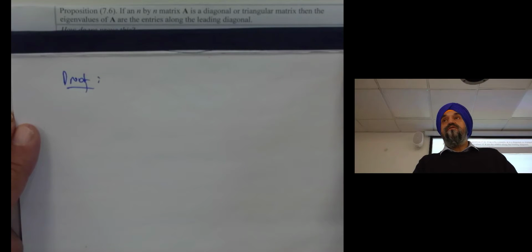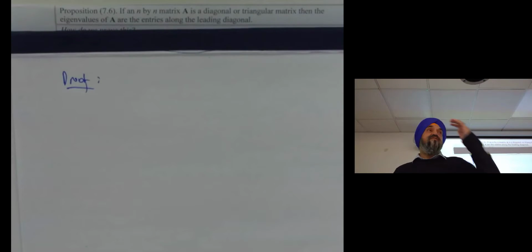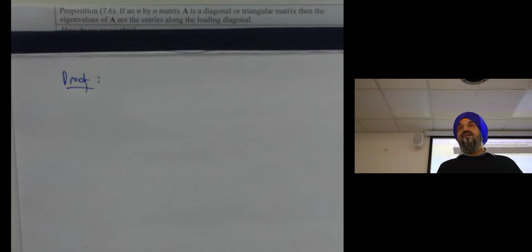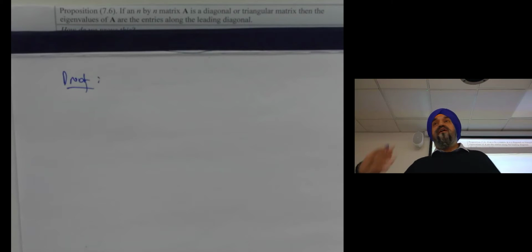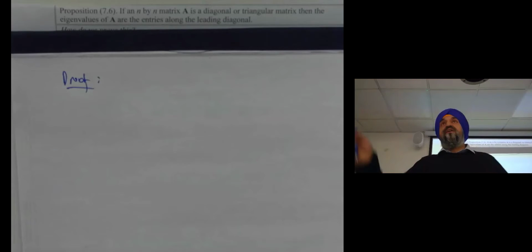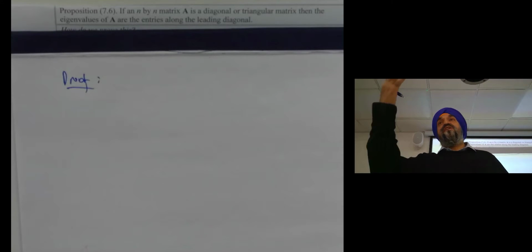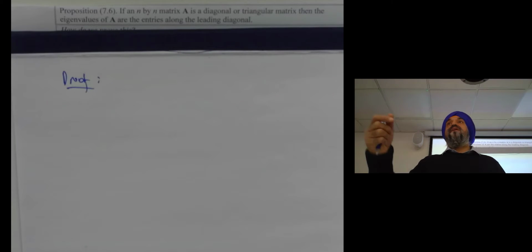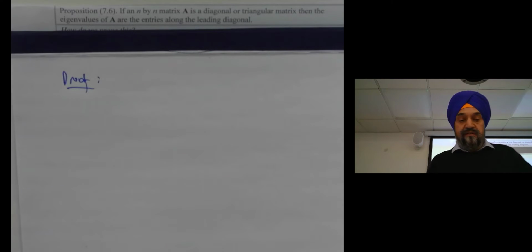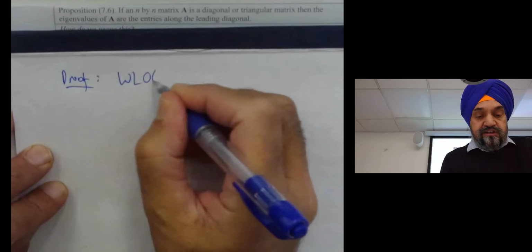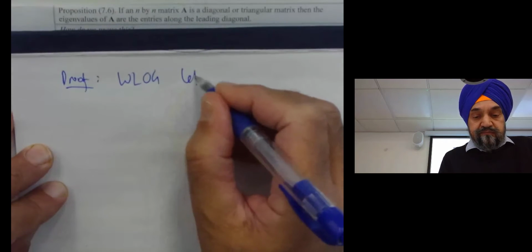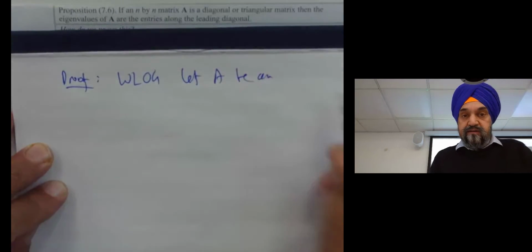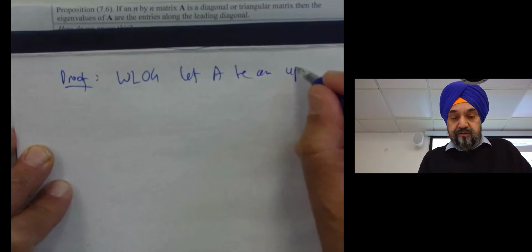How would you prove this? Well, normally in mathematics we have something called without loss of generality. It means consider one particular case. You don't want to prove it for every single case, a lower triangular matrix, an upper triangular matrix, and a diagonal matrix. All you're doing is carbon copying the same proof. So in mathematics we say without loss of generality, WLOG, let A be an upper triangular matrix.